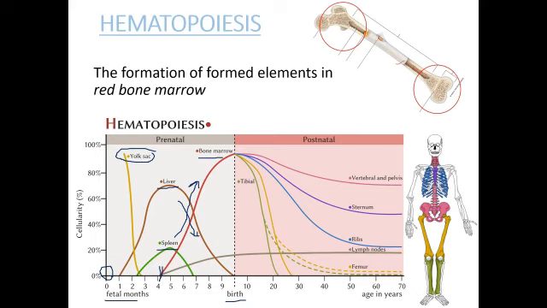By the time you're born, your bones, your bone marrow, has fully taken over this process. Now, I do want to point out that the lymph nodes are also going to be important in part of hematopoiesis for the rest of your life.